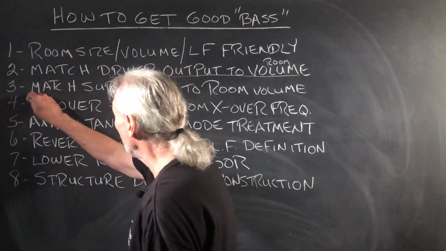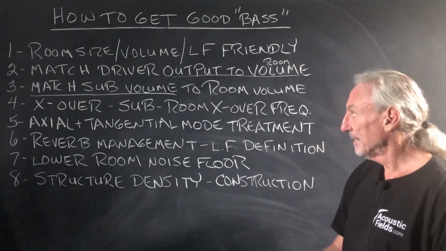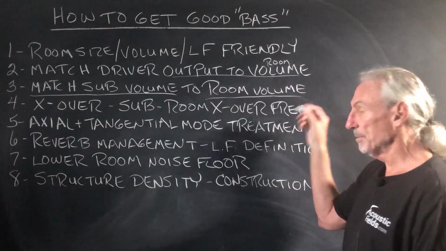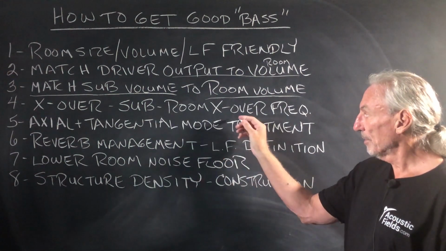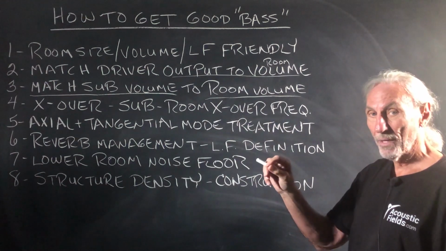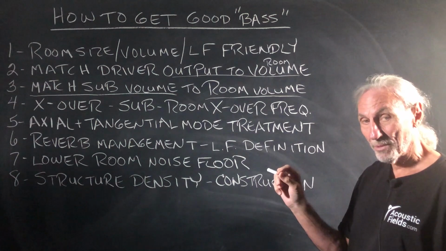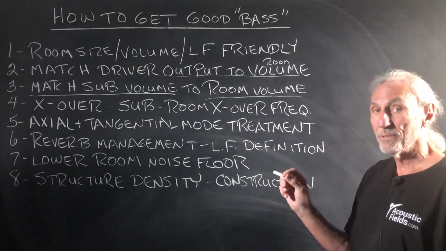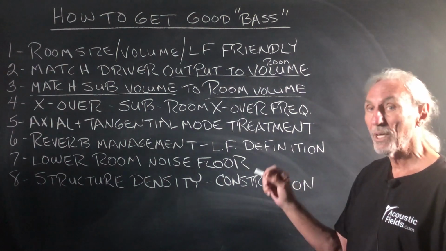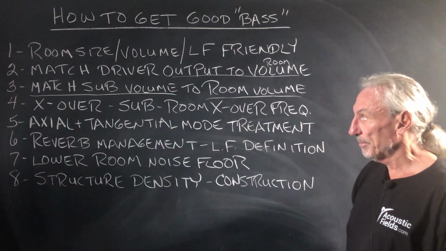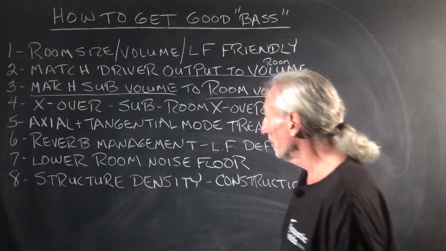We also must match the sub volume, the gain, to the room volume. We don't want to get too crazy. We want to make sure that the crossover, the sub, is sending that energy, that frequency and amplitude of energy into the room that matches what the room is going to be used for, usage, but also matches the volume of the room. Volume of the room is critical. So you want to think about those two things.